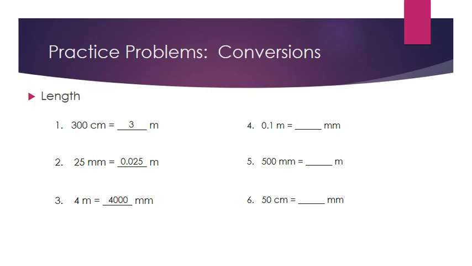So 0.1 meters converted to millimeters is going to be 100. 500 millimeters converted to meters is going to be 0.5. And 50 centimeters converted to millimeters is going to be 500.